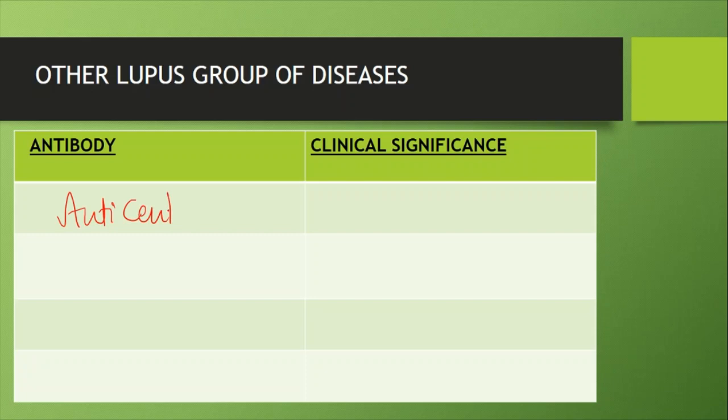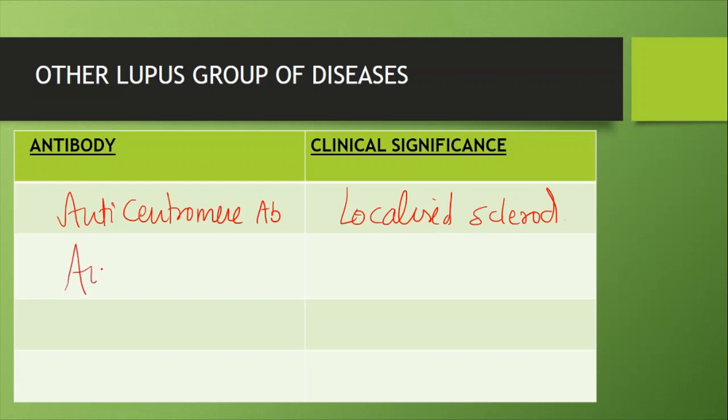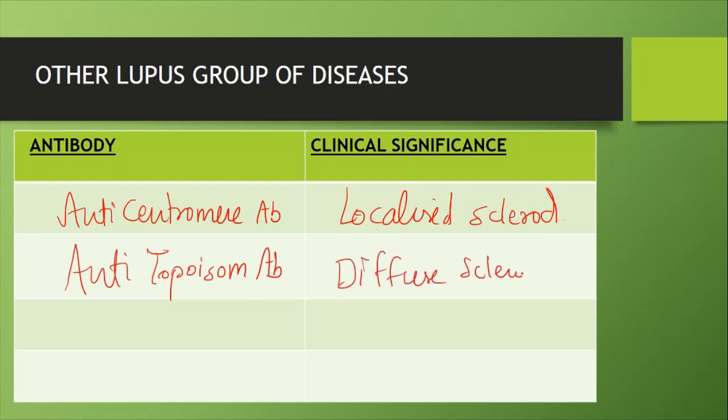Anti-centromere antibody is associated with localized scleroderma. We have already seen this. So if someone asks you, CREST syndrome is associated with which antibody? Anti-centromere antibody, because it's a localized type of scleroderma. If you are being asked anti-topoisomerase antibody, which condition is it associated with? It is associated with diffuse scleroderma.